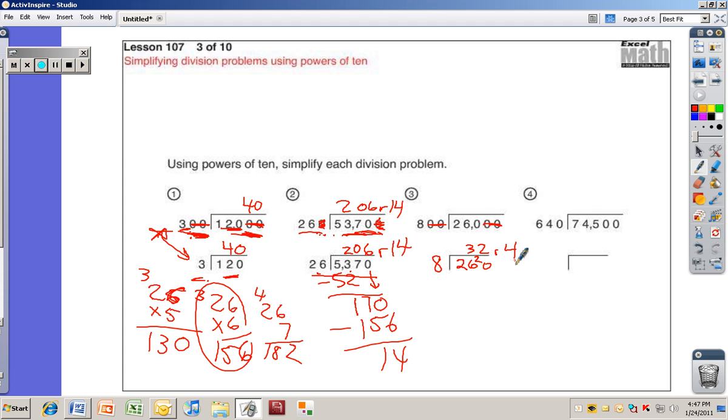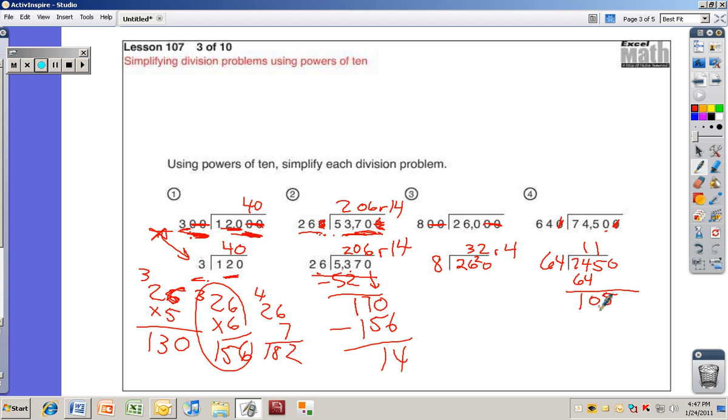Last one. What can I divide both of these by? 10, right? This becomes 64. This becomes 7,450. Good. And do the division: 64 into 74, once, which is 64. Subtract to get 10. Bring down the 5, 105. How many times does that go in?